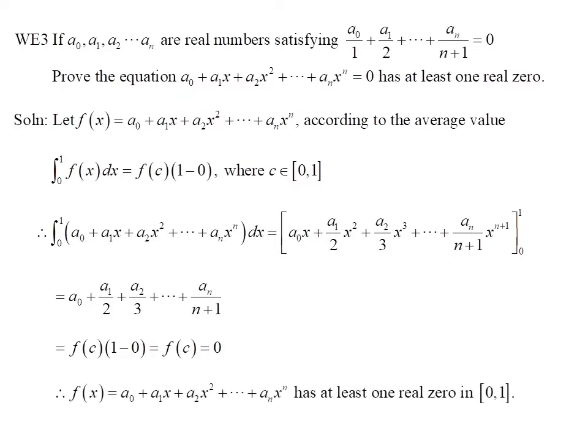Since c is in the closed interval from 0 to 1, the polynomial function f of x has at least one real 0. That completes our proof.